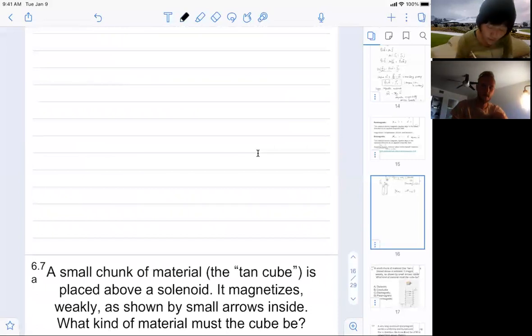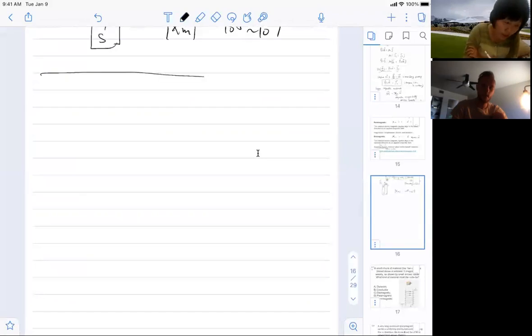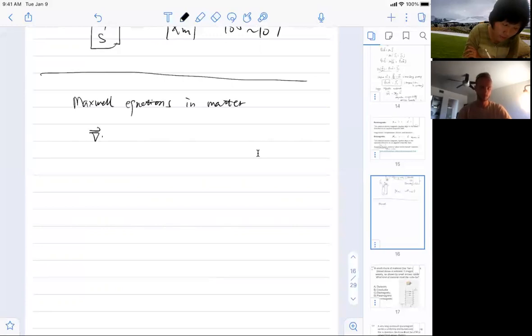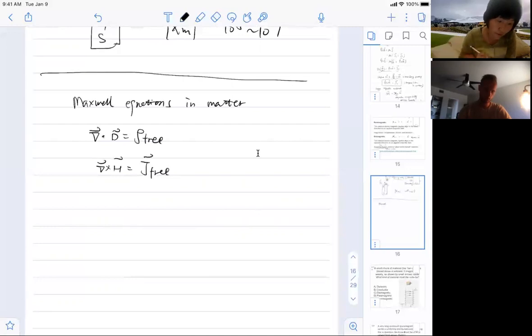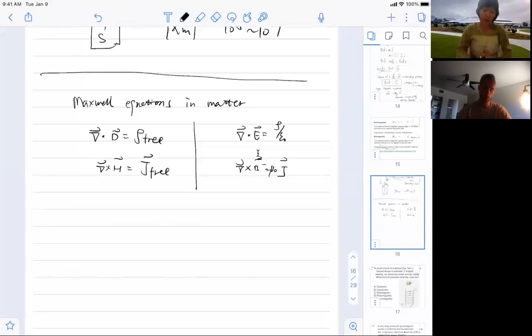Okay, all right. So to sum up, we are done with Maxwell equations in matter. We have shown that the divergence of D is rho free. The curl of H is J free. Remember previously we had the divergence of E is rho over epsilon naught, and the curl of B is mu naught J, Gauss's law and Ampere's law.